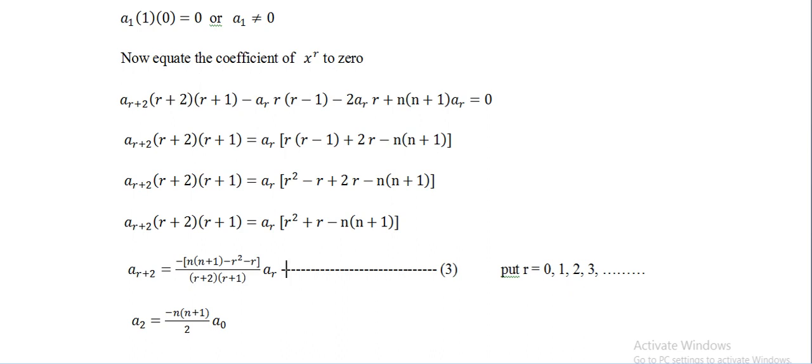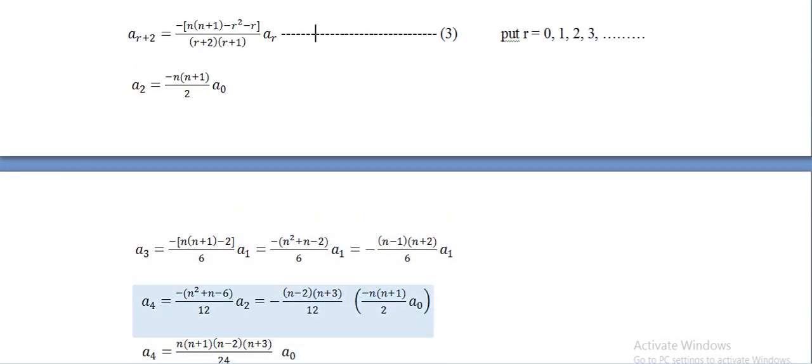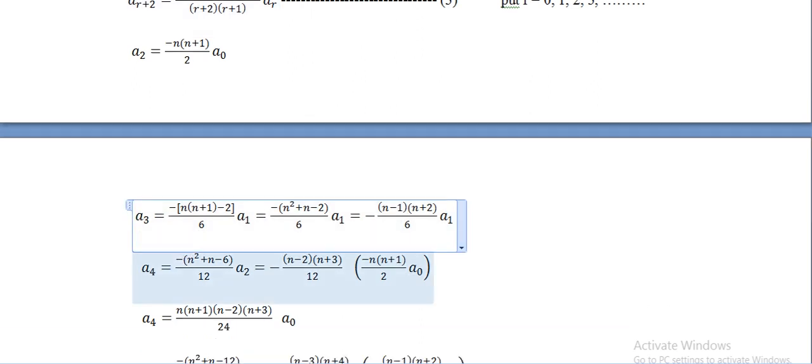Now substitute r equal to 1 in equation number 3. So equation 3 becomes a3 equals minus of (n plus 1 minus 1 square minus 1), that becomes minus 2. The denominator is (2 plus 1)(1 plus 1), that becomes 6, into a1.